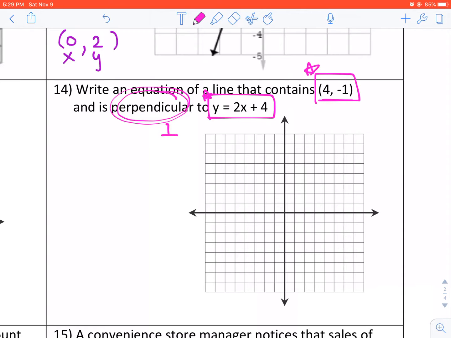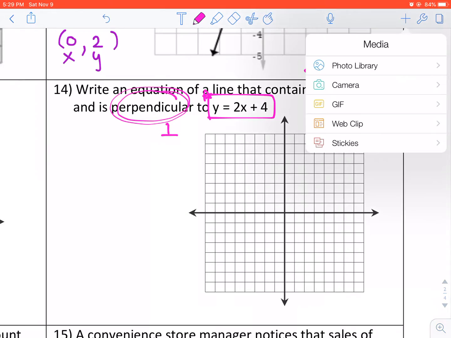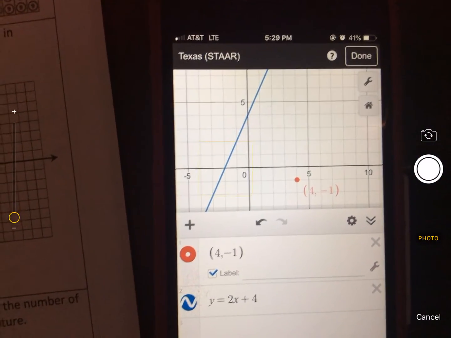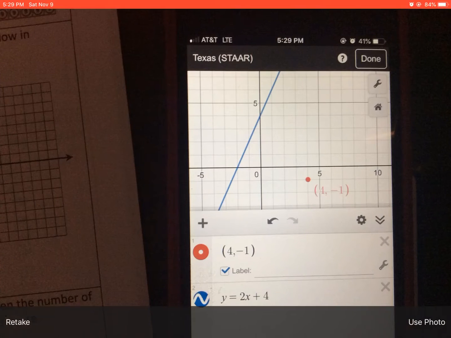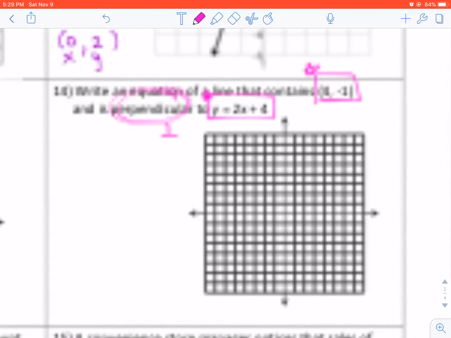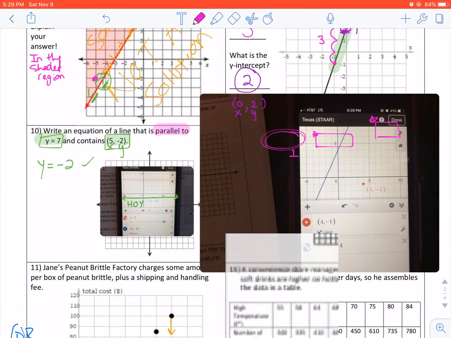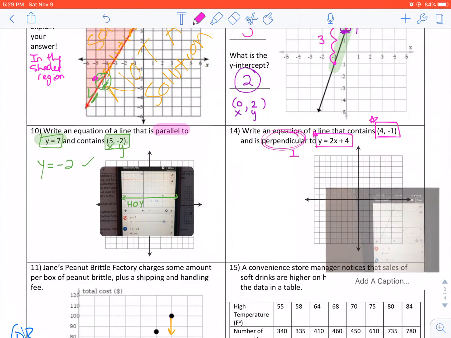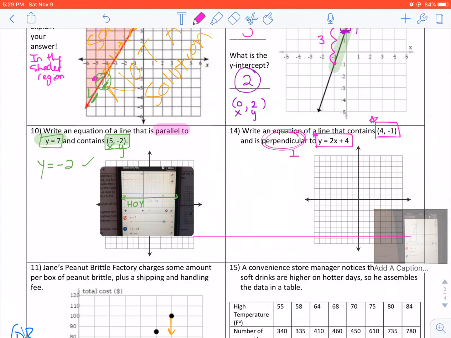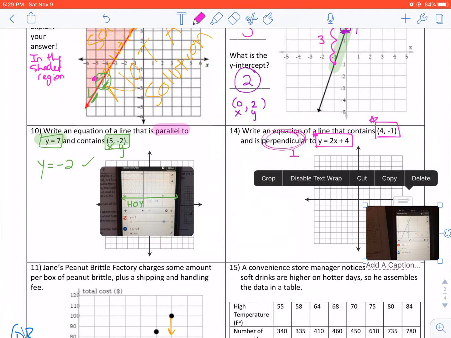So when you're looking at the picture that you're given, let me take a picture of what we have on Desmos. And we'll talk about how to graph it by hand also, because that's really important. This is just going to serve as a check to make sure that we're doing it right.